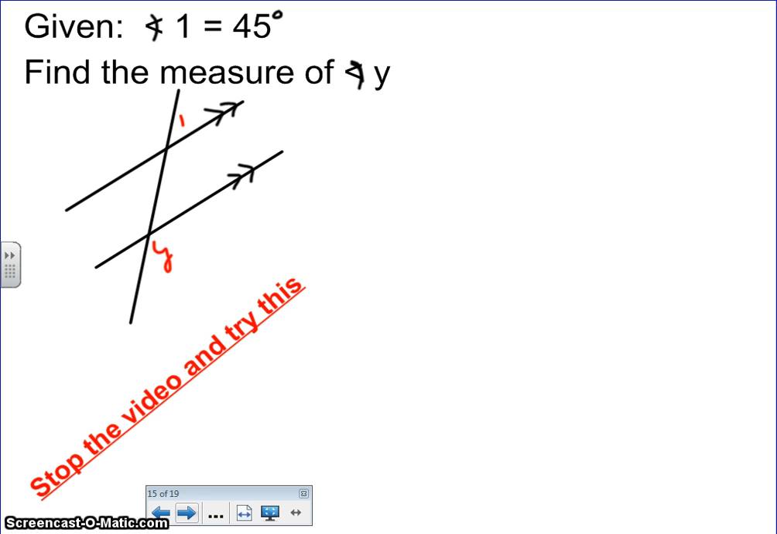Here I have another problem for you. I want you to hit pause and try and work this out. You're given that the measure of angle 1 is 45 degrees. Find the measure of angle y.